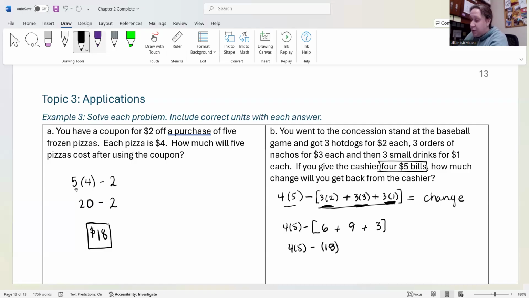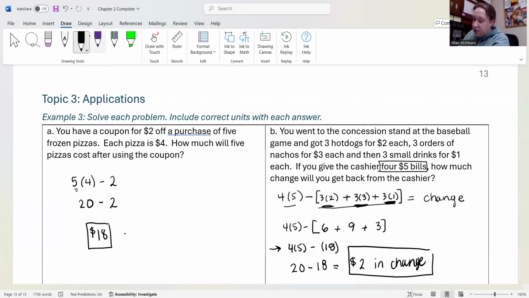Now at this point, we have multiplication and subtraction. Let's do our multiplication first. So 4 times 5 is 20. So I ended up giving the cashier a total of $20. My bill came to $18. If I subtract those two, that tells me I got $2 in change. So $2 in change here.